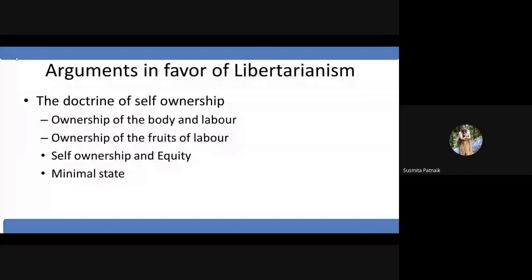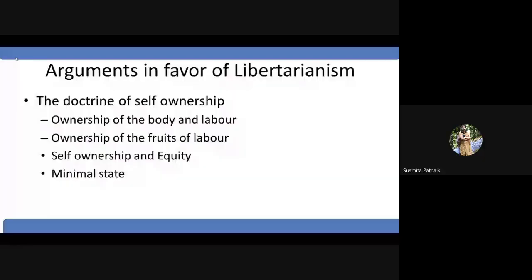Okay, then he says that nothing was made by God for men to spoil or destroy. Whatever the man did was his actual work; God was not there to spoil the person's activity or the person's work. So that is called the ownership of the body and the labor.